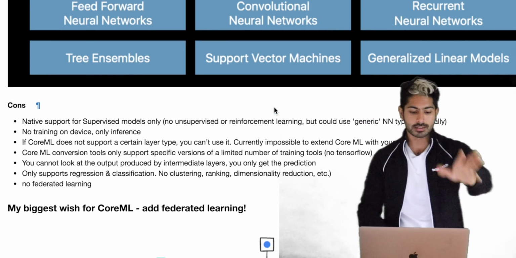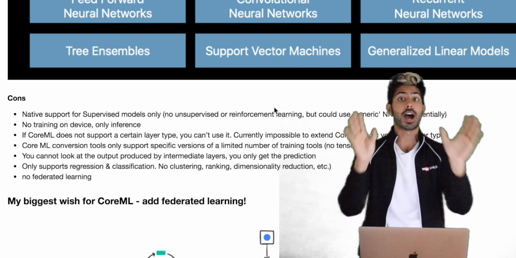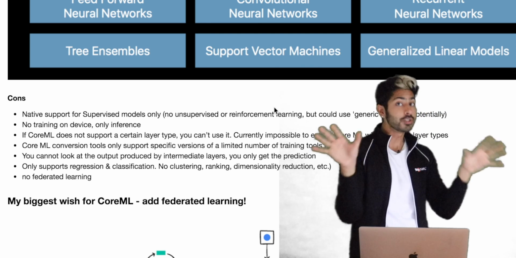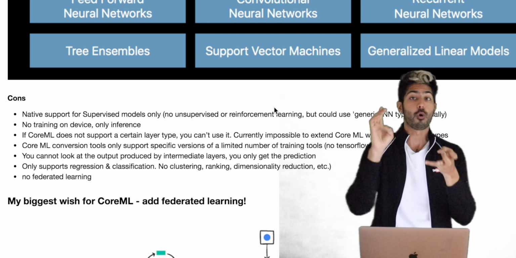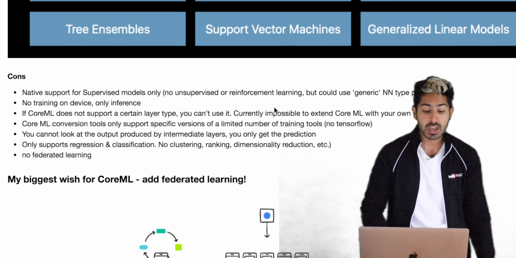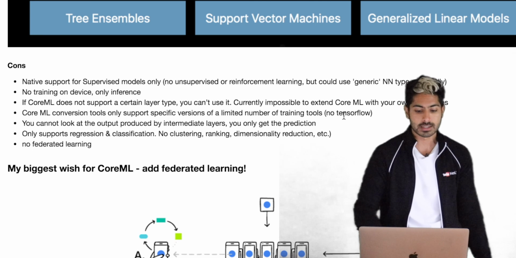It's not perfect. The first is that there is only native support for supervised machine learning models. That means models that require labels. There is no support for unsupervised models or for reinforcement learning. So that can be a big pain. And no training on device, right? So you can only perform inference on a device.